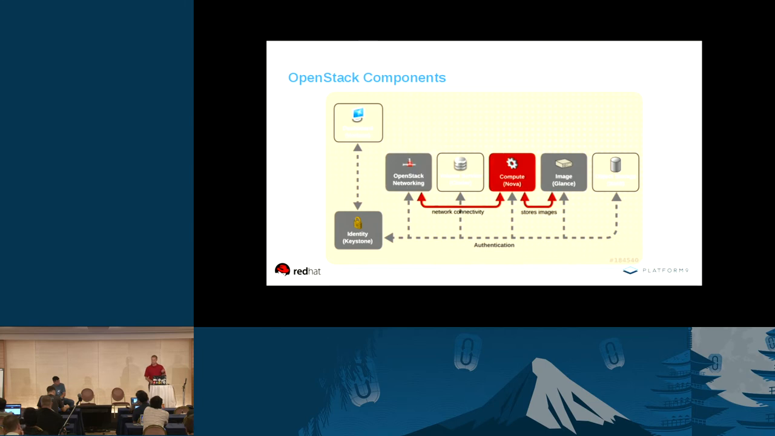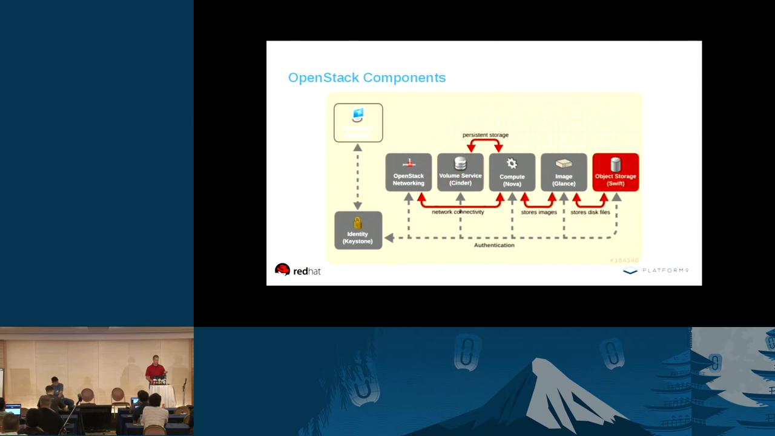We'll hit Nova, which is compute or hypervisor management and scheduling. After that, we'll look at Cinder. I think I misspoke the one earlier. This one back here was Glance, which is image management. That's the images that the instances run off of. Then Cinder is block storage, volume management.